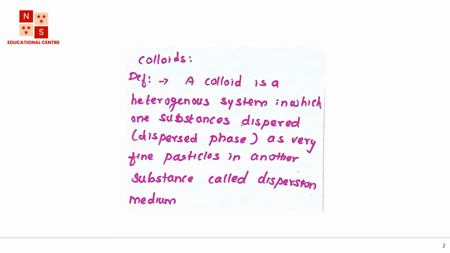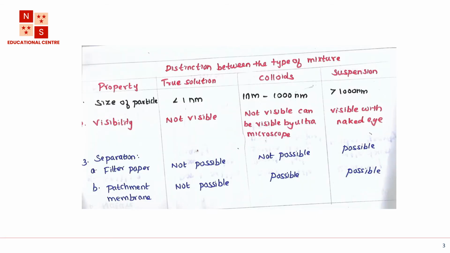A colloid is a heterogeneous system in which one substance, the dispersed phase, in the form of very fine particles, is dispersed in another substance called the dispersed medium. Here, a dispersed phase in a dispersed medium is called a colloid. Before going into colloids, we have to know about the different types of mixtures. There are three types of mixture: true solution, colloid and suspension.